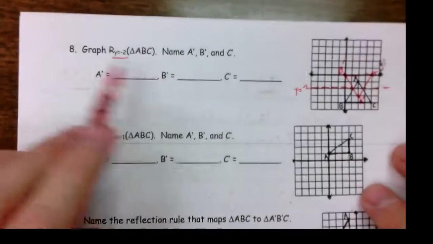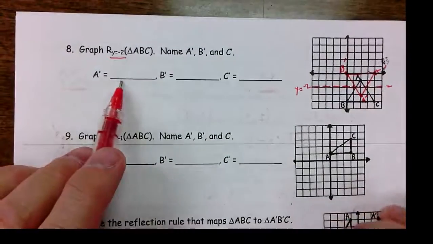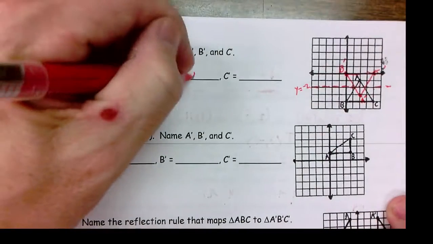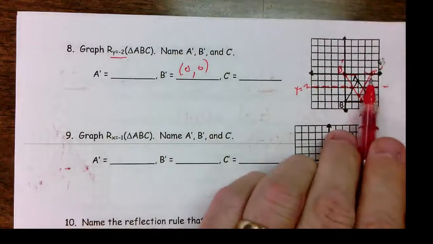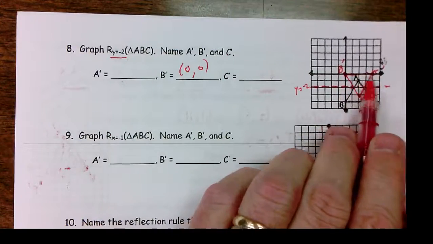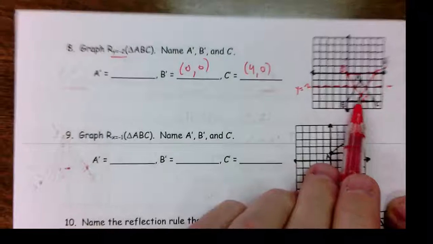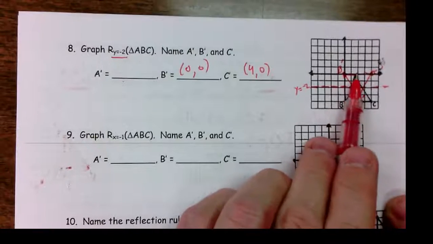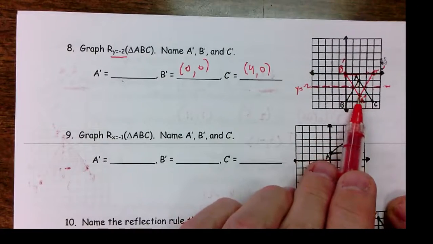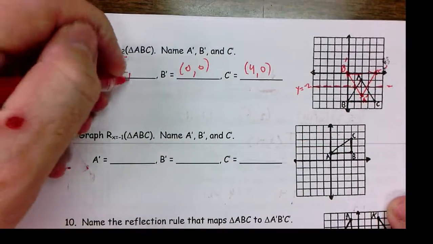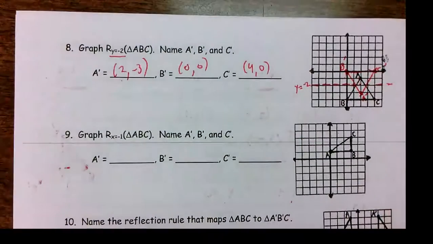So then I need the coordinates of each of those points. B is at 0, 0. C prime is at 4, 0. And A prime is at positive 2, negative 3. Is that right? 1, 2, 1, 2, 3. Yep. Positive 2, negative 3.